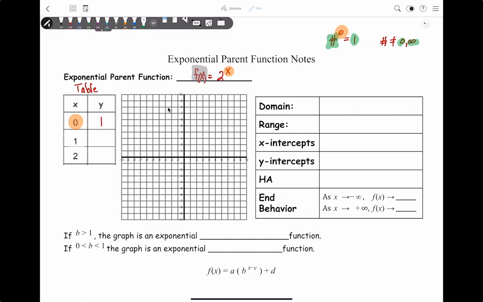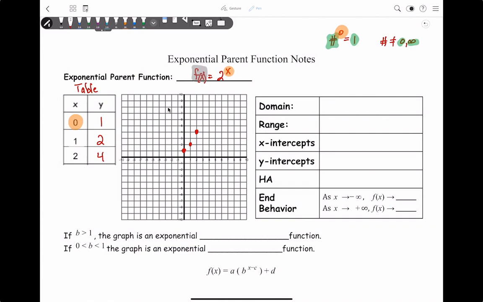So let's keep going with our table. 2 to the power of 1 is 2. And then 2 to the power of 2 is 2 squared, which is 2 times 2, which is 4. So there's my table that I can now build points off of. We can go to 0, 1, which is a very, very important point. Then we have 1, 2, and then we have 2, 4.